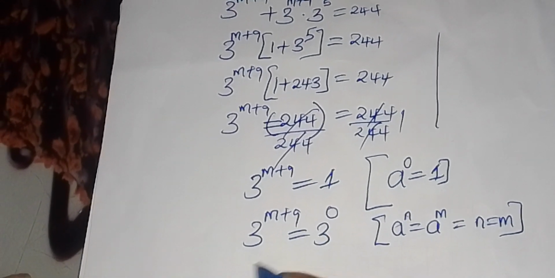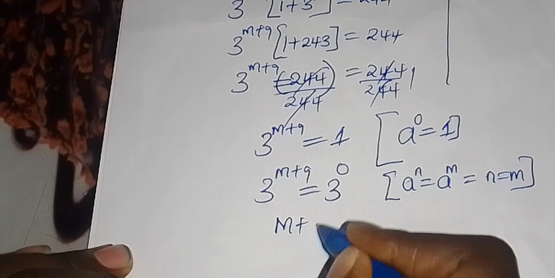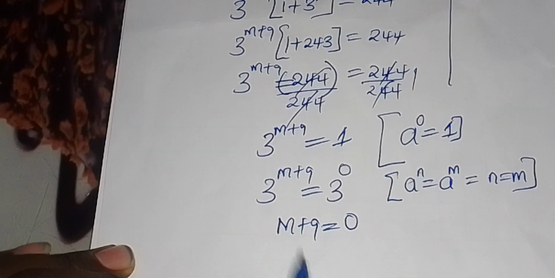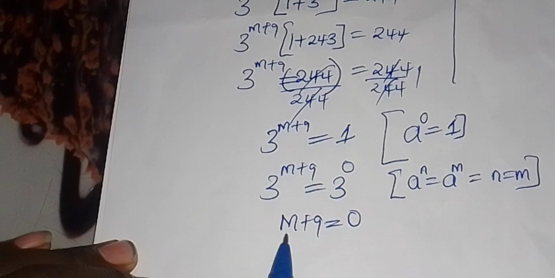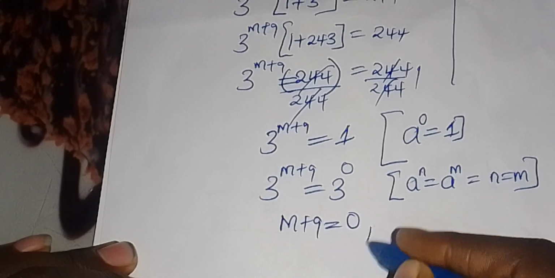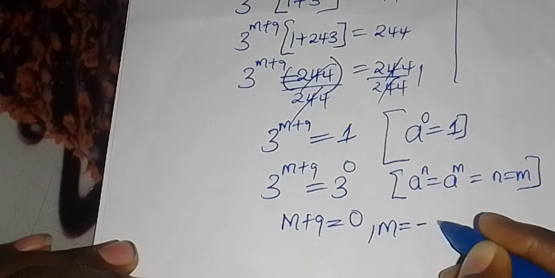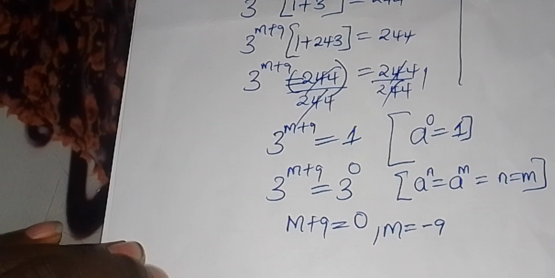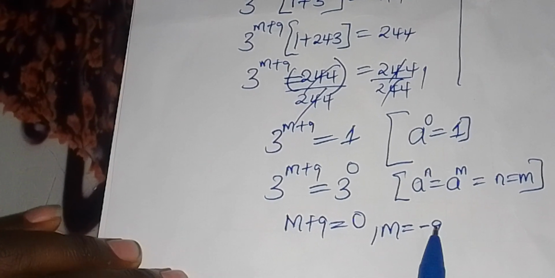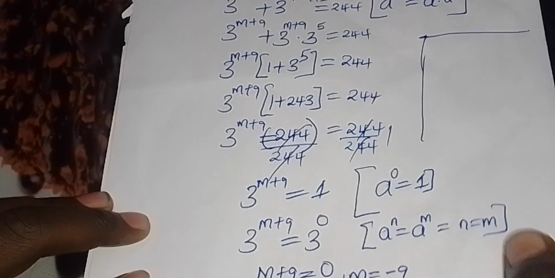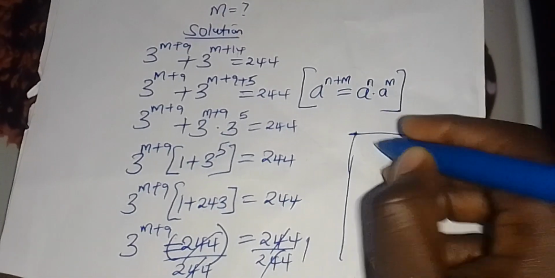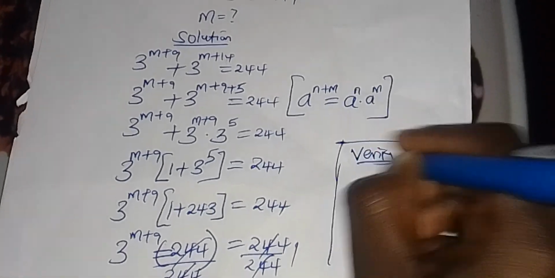So that means m plus 9 is equal to 0. Okay, because since the bases are common, we consider the powers. So that means that the value of m is equal to minus 9. Okay, that means that the value of m is equal to minus 9. So what we do is we verify. Okay, let's verify if this is true.